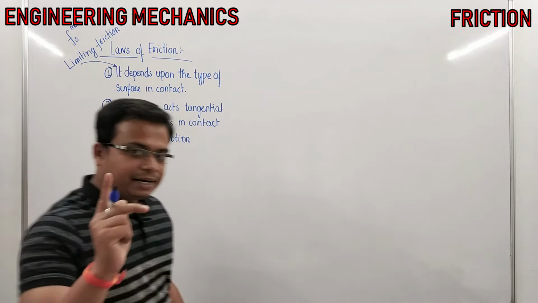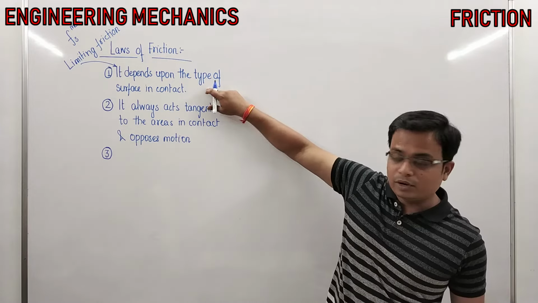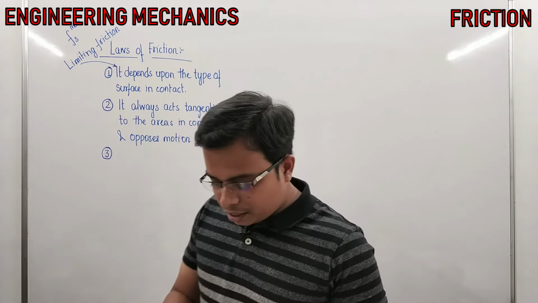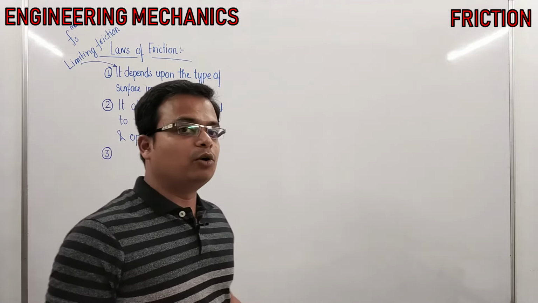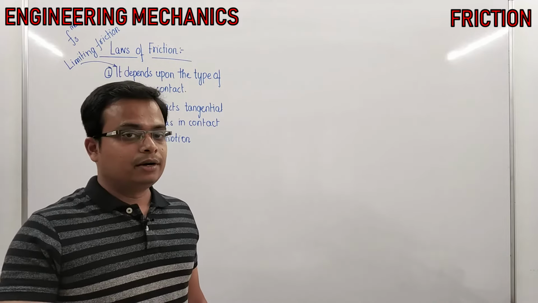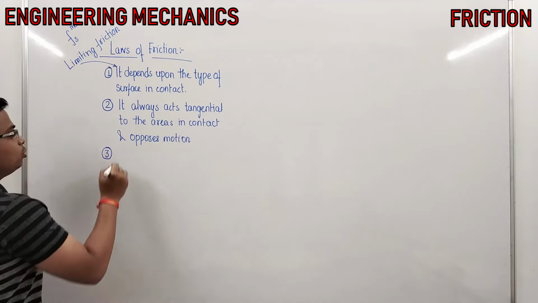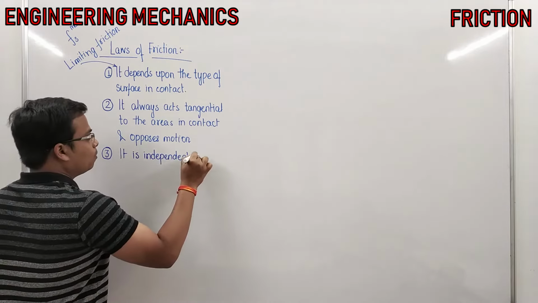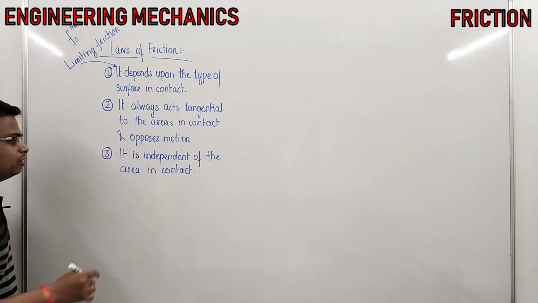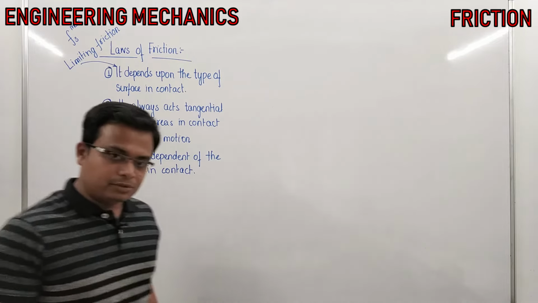Anyway, the third point is something which is related not to quality. The previous one was related to the quality of the surface in contact, and this is related to the quantity. Let me just talk about that. Limiting friction is independent of the area in contact. How much area is in contact, whether the area is small or big, does not matter. Limiting friction is independent of the area in contact.